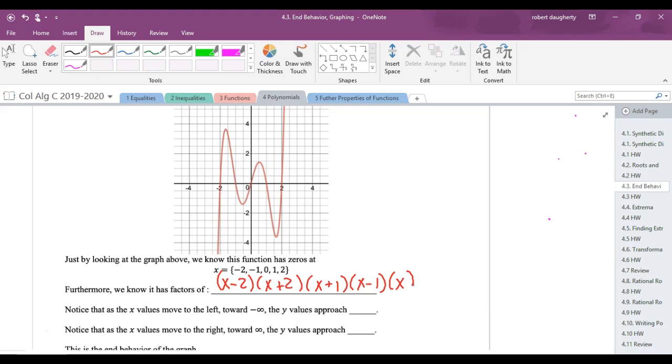If these are all the roots, 1, 2, 3, 4, 5, these are all the factors, 1, 2, 3, 4, 5. Okay, I've got one corresponding to each of those, okay?